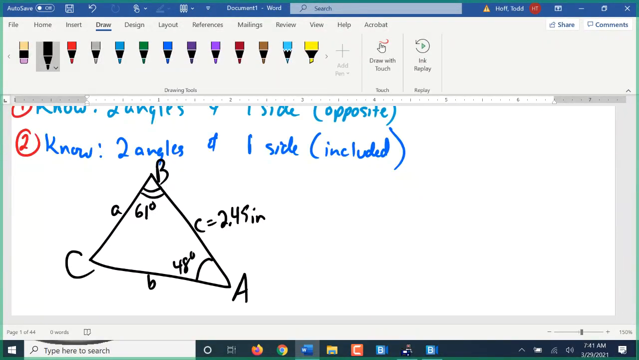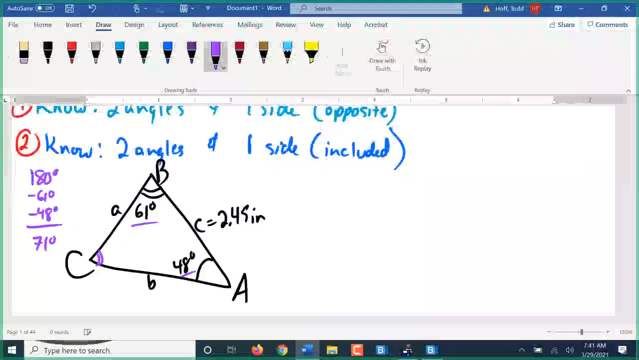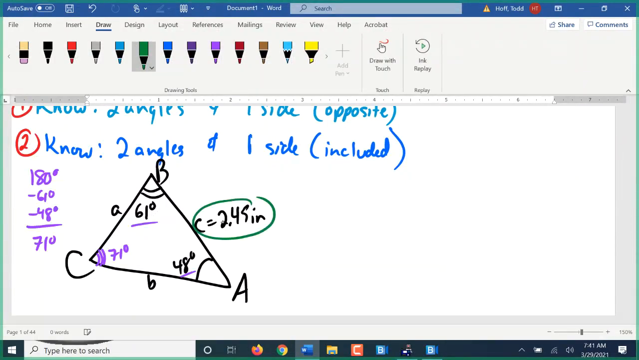We have to set up our law of sines, we have to have one side and its opposite angle. Here we don't have that given, but anytime we have 2 angles, we really have all 3, don't we? How do we find the third one? 180 minus 61 minus 48. Now that we have that third angle, now we have the side, the 2.45 inches, and its opposite angle, 71 degrees.